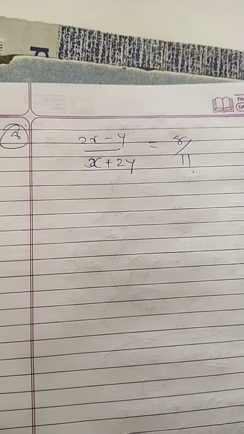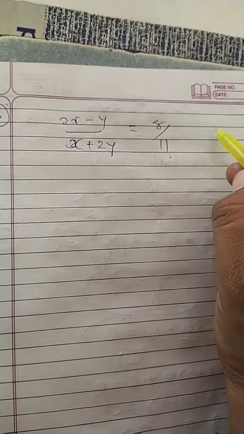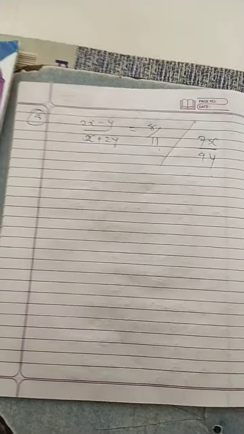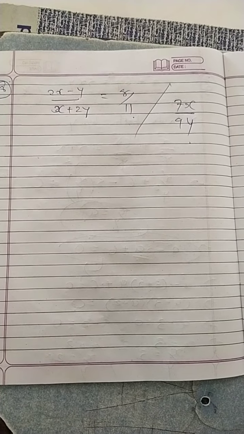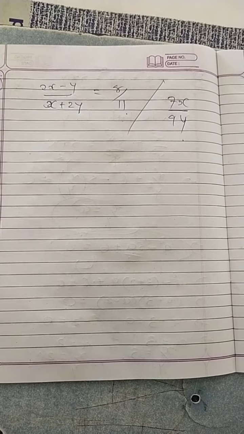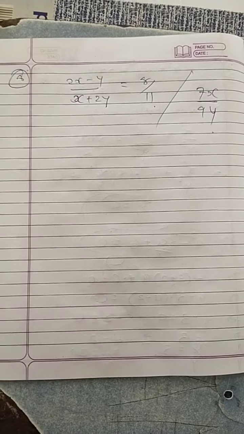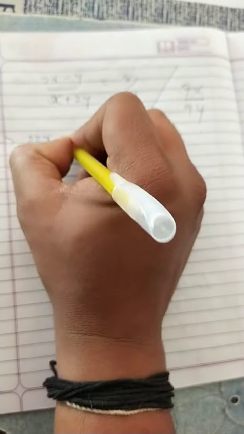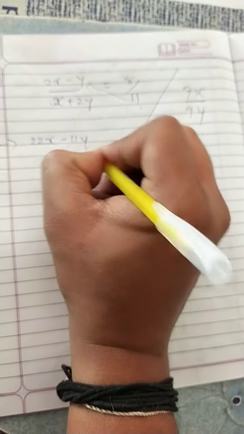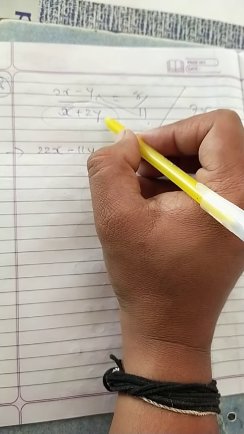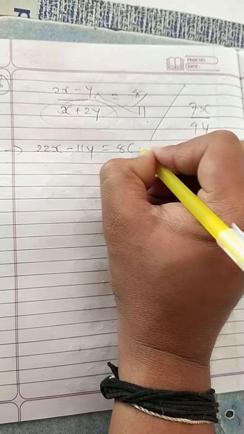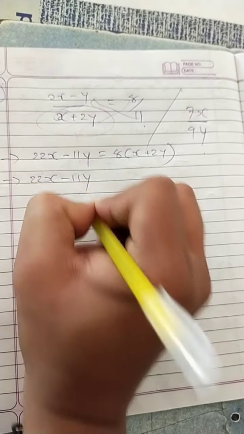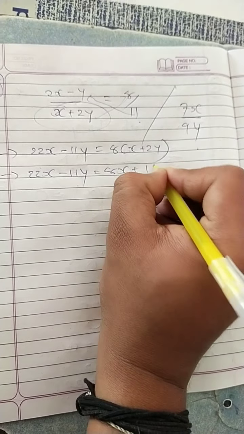Then we have to find the value of 7x upon 9y. It is the easiest question. So as I told you, if you find x upon y, then I can also get the value of 7x upon 9y easily. What will we do first? First of all, we will cross multiply both terms. Then it will be 22x minus 11y is equal to 8 into x plus 2y. Then it will be 22x minus 11y is equal to 8x plus 16y.